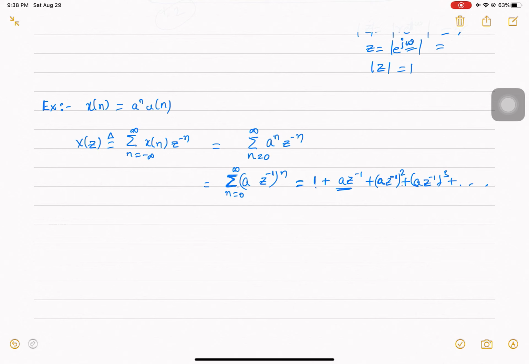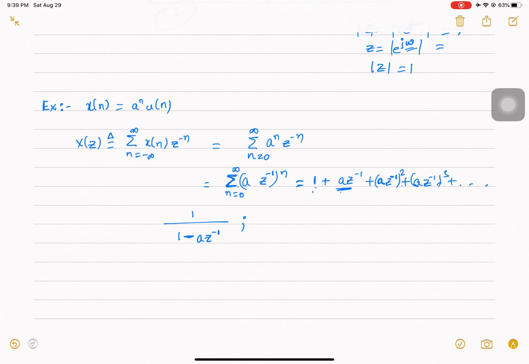So if you evaluate the geometric series, what do you get? 1 by 1 minus r. What is r in this case? It's the ratio of any two consecutive terms: az inverse by 1, az inverse square by az inverse. That is what we call the common ratio, which is r, and is different from the interpretation of complex numbers. So this is 1 by 1 minus az inverse. And when is this true?